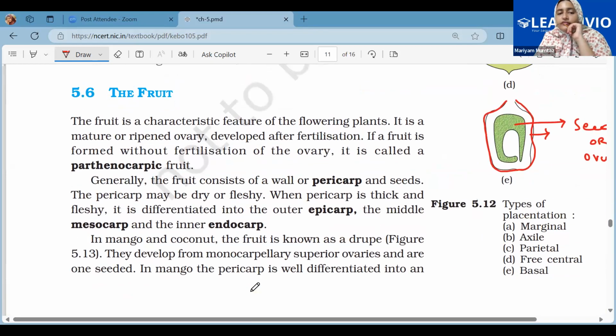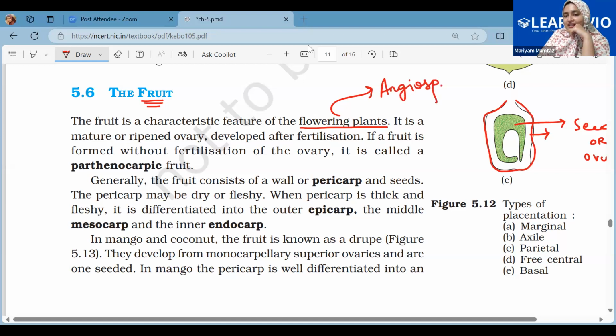So now coming to the fruit. Always remember that it is the product of fertilization. Whenever reproduction takes place in a flowering plant, the result is a fruit. So we can say that the fruit is the baby of the flower or the baby of the plant. Now, the presence of fruit is a characteristic feature of flowering plants. What are flowering plants called in the plant kingdom? Angiosperms.